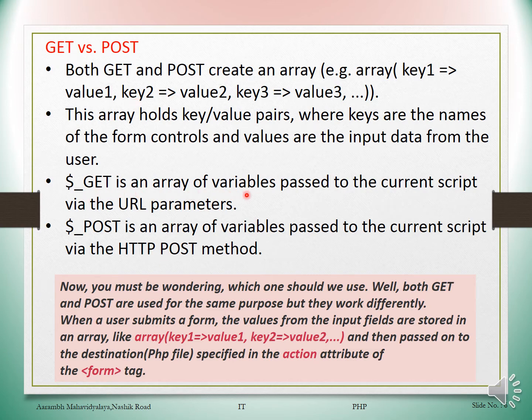Then $_GET is an array of variables passed to the current script via the URL parameters. That means whatever variables we are passing through the get method, in that case the different URL parameters get generated. And when we use the post method, all the variables are passed to the current script via the HTTP post method. Here HTTP means Hypertext Transfer Protocol.